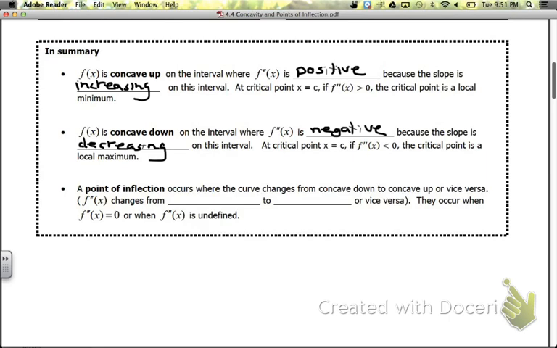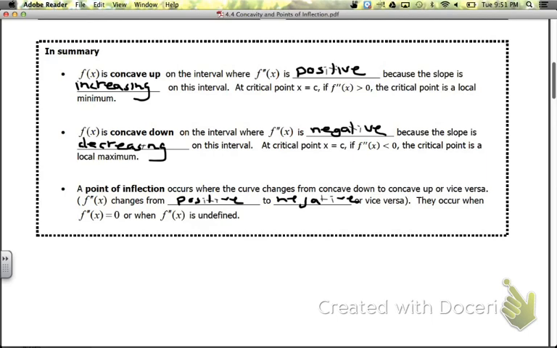And when talking about our point of inflection, this occurs where the curve changes from concave down to concave up and vice versa. So to sum that up, this is when our f double prime of x changes from positive to negative, or vice versa. They occur when f double prime of x equals 0 or when f double prime of x is undefined.